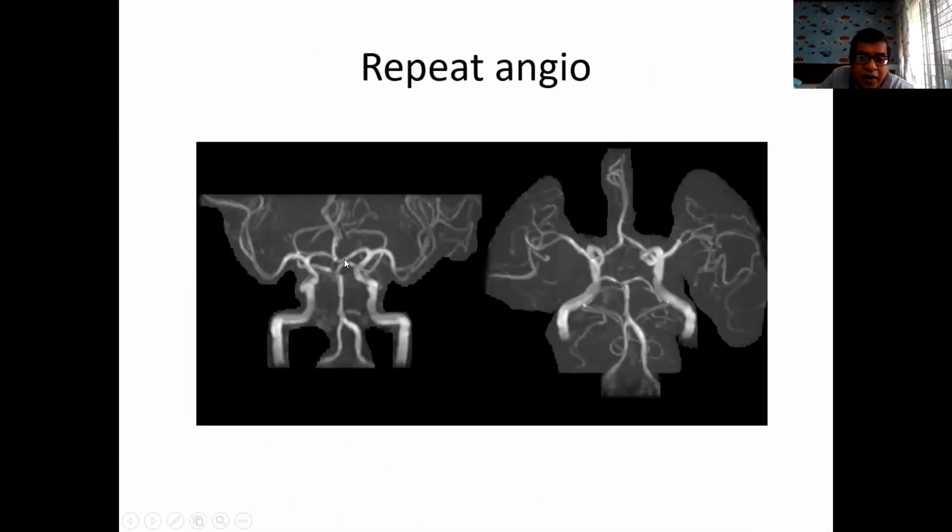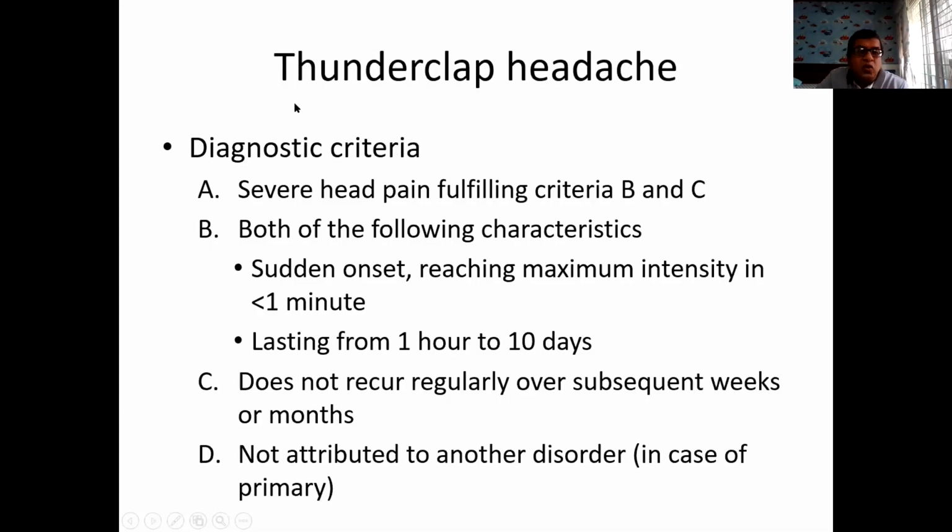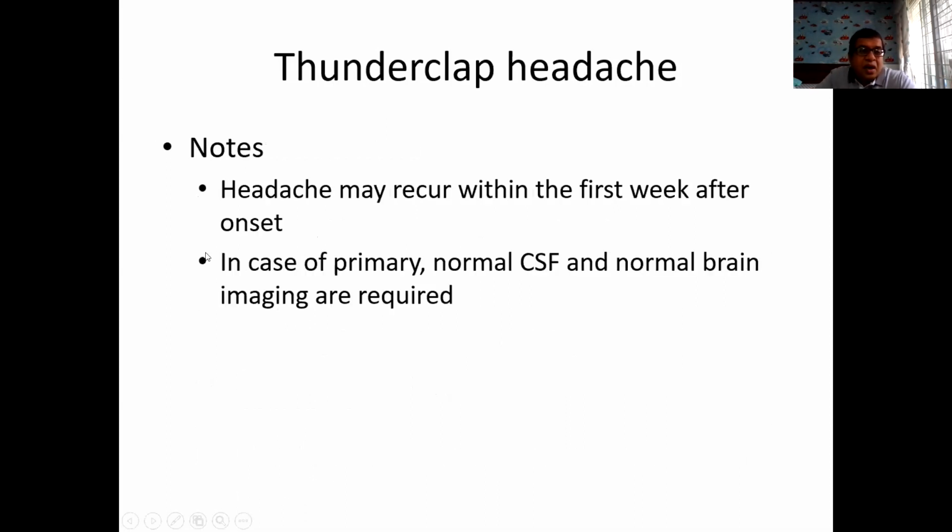The angio was repeated in this man, and I'll show this angio. I'm just running this case fast. So this patient had a thunderclap headache. We know that thunderclap headache is a headache which comes severely and suddenly. The diagnosis of thunderclap headache is made when the headache comes to the peak within 1 minute. It lasts for between 1 hour to 10 days. It usually will not come again and again. Very rarely the thunderclap headache would come again and again, and they will have nothing else. So primary thunderclap headache will not have other abnormalities, and the imaging as well as CSF should be normal.